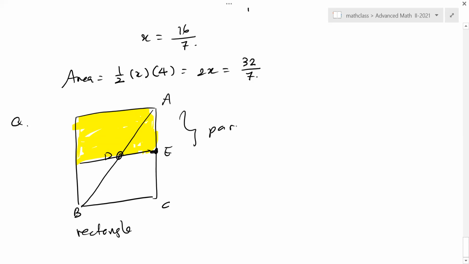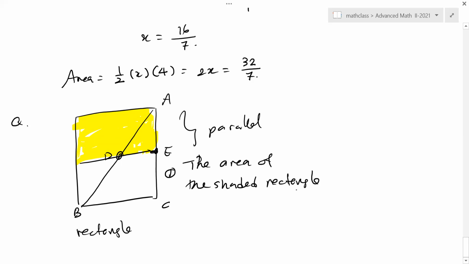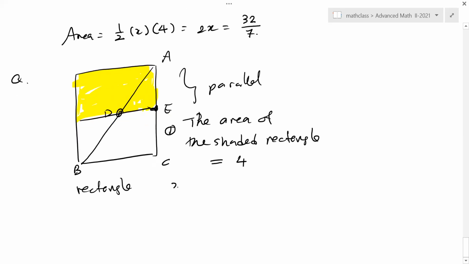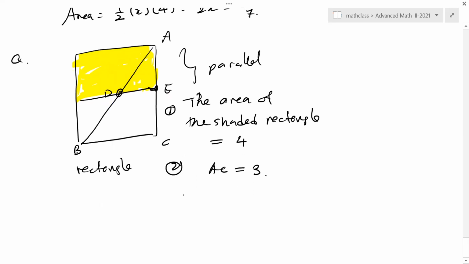Given the area of the first condition, the area of the shaded rectangle is going to be 4. Second, I know AC is going to be 3. Can we find out D and E?